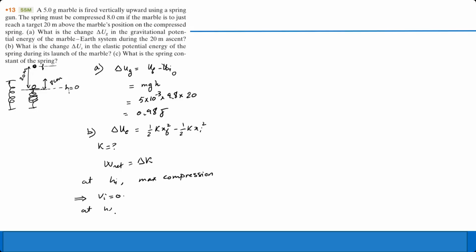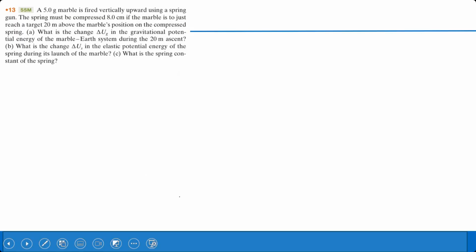Also, at h final, this is the maximum height. So v final is also 0. That's perfect, because now I can write W net to be equal to 0 between the initial and final points. And W net is basically the work done by gravity plus the work done by the spring force. The work done by gravity is from this 0 height to the 20-meter height. It's none other but minus the change in the potential energy here.